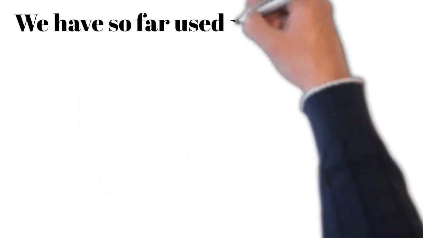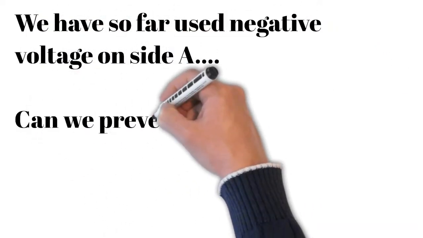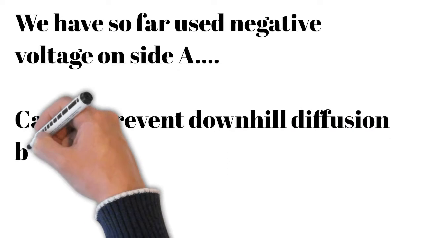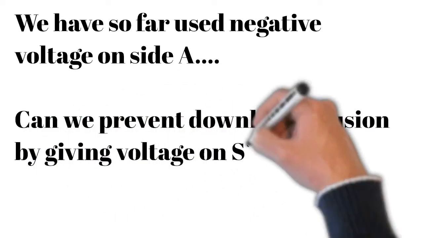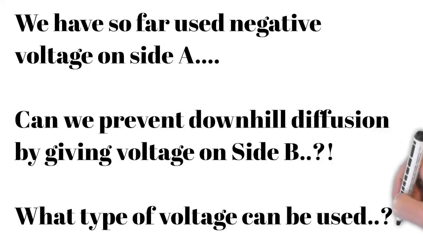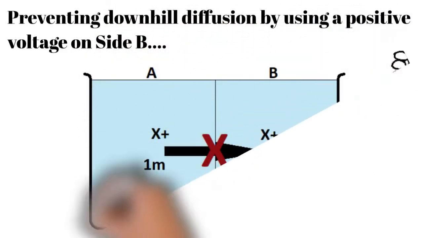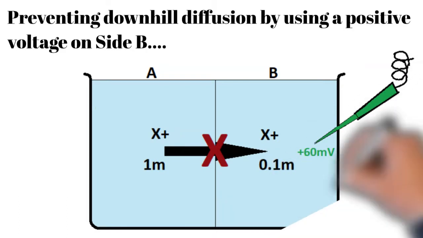Note that till now, we have used a negative voltage on side A, but we can also prevent diffusion of cation X, in the first case, from side A to side B, by using a positive voltage on side B. This is because positive charge on side B will repel the excess cations that tend to move from side A to B.